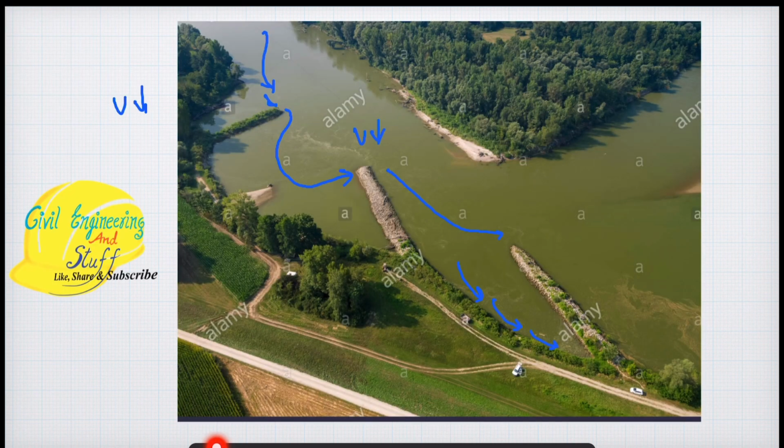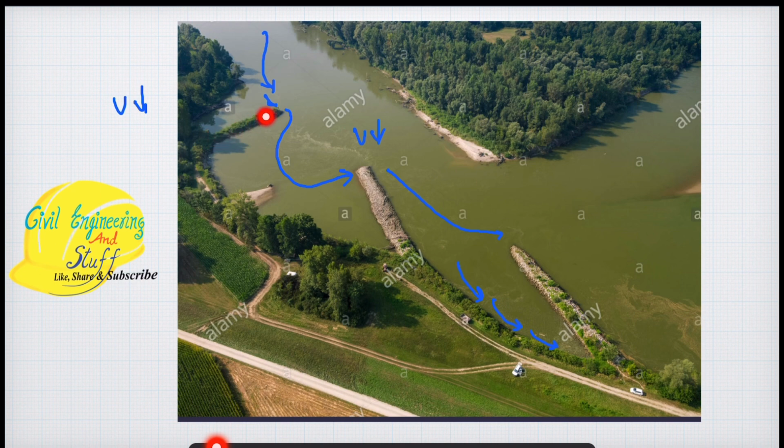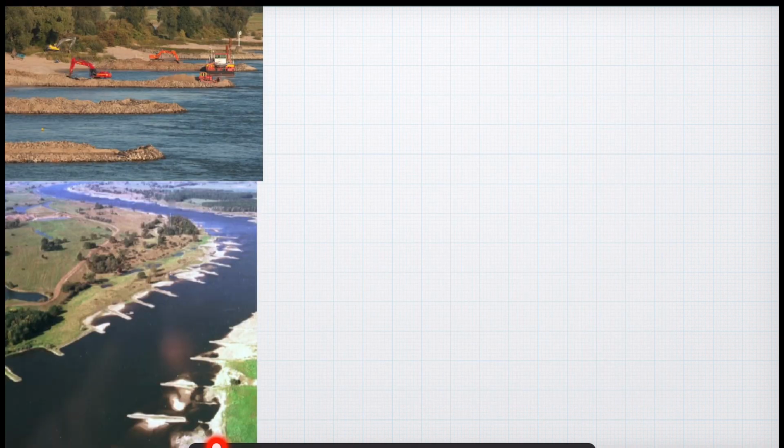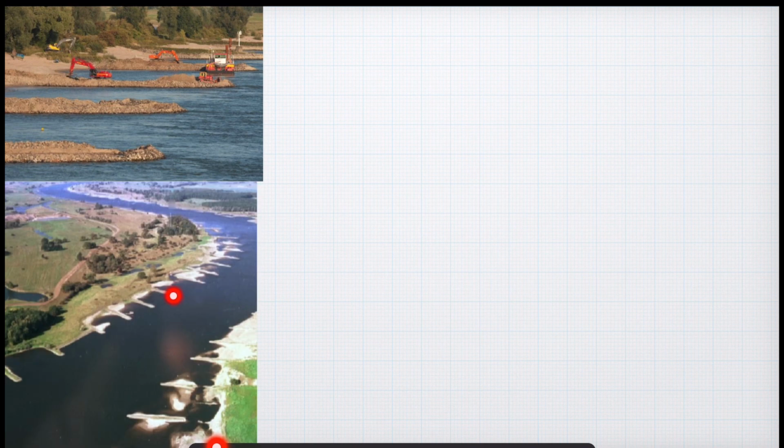This is one image that shows the construction of groynes taking place, and as we have discussed initially, they extend from the bank of the river to the inside of the river, or to the middle width of the river. Like we can see here, it extends from the bank into the river. This part is what we call the nose of the groyne, and this whole structure is what we call the groyne. The nose is the part that takes most of the impact.